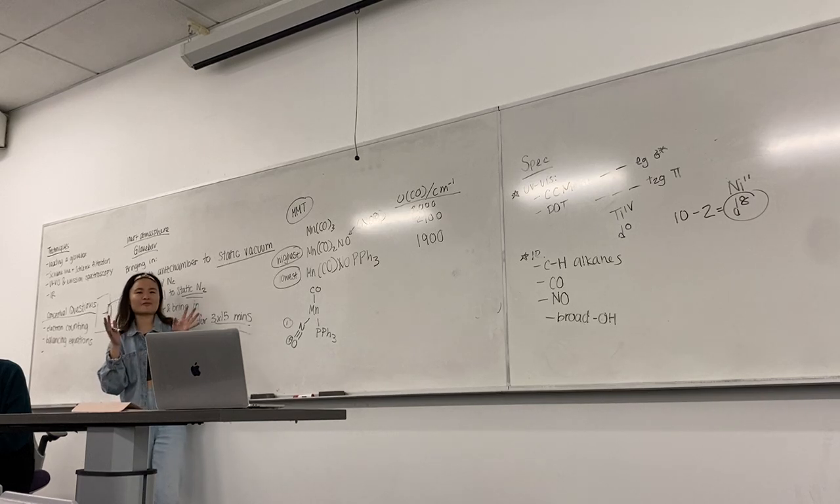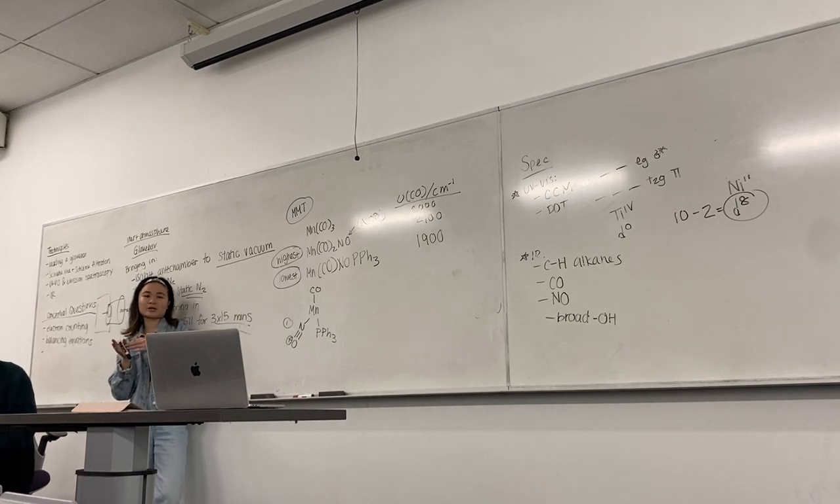Broadly speaking, I think of a pi acceptor as an electron withdrawing group, and I think of a sigma donor and a pi donor as electron donating groups. That's not the most correct way of thinking about it, but that's how I think about it in organometallic complexes.